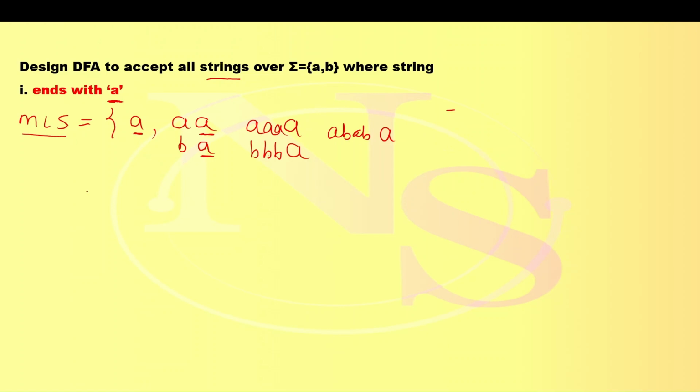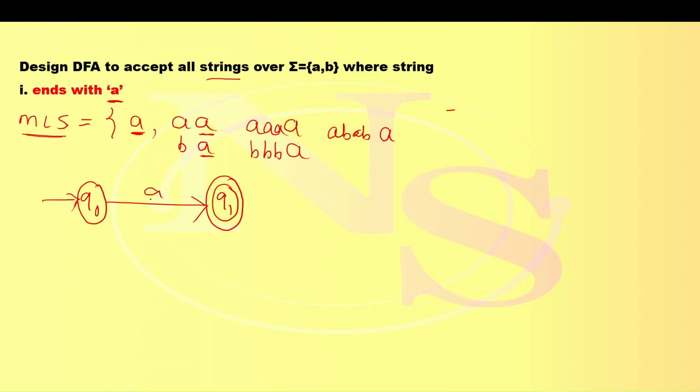Now start designing the DFA. The first state is Q0. There is no epsilon, so Q0 will not be a final state. The first valid string, or first MLS, is A. A should get accepted. It means what? The transition of A should reach the final state. So Q1 should be final. So A is getting accepted.